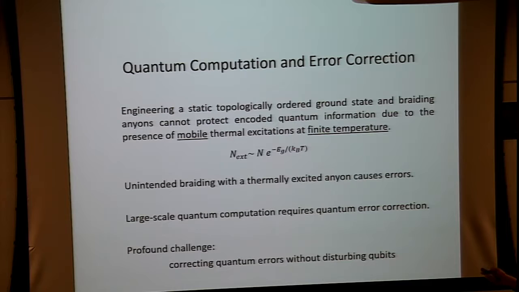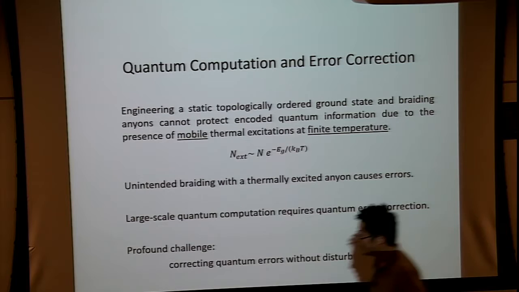If we go to the lowest temperature that's available in the fridge, and if we increase the system size, suppose we are thinking about large-scale quantum computation, then the number of thermally excited excitations goes like this. There is an exponential suppression due to the energy gap divided by k_B T. However, at a fixed temperature, as the system size increases, the number of thermally excited anyons also increases. So in the thermodynamic limit, or in the limit of large system size, there are always some thermally excited excitations, and these excitations can do unwanted braiding with the anyons you use to store quantum information.